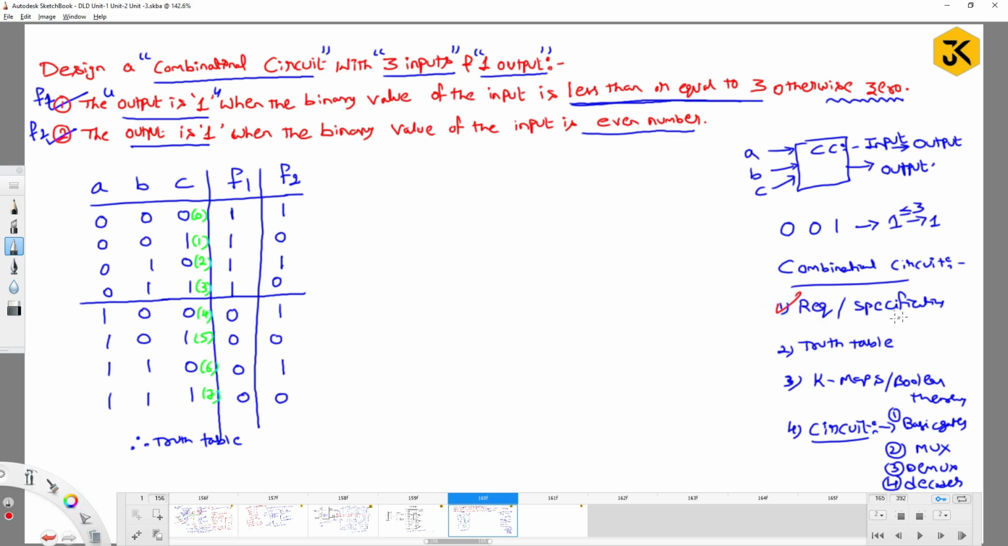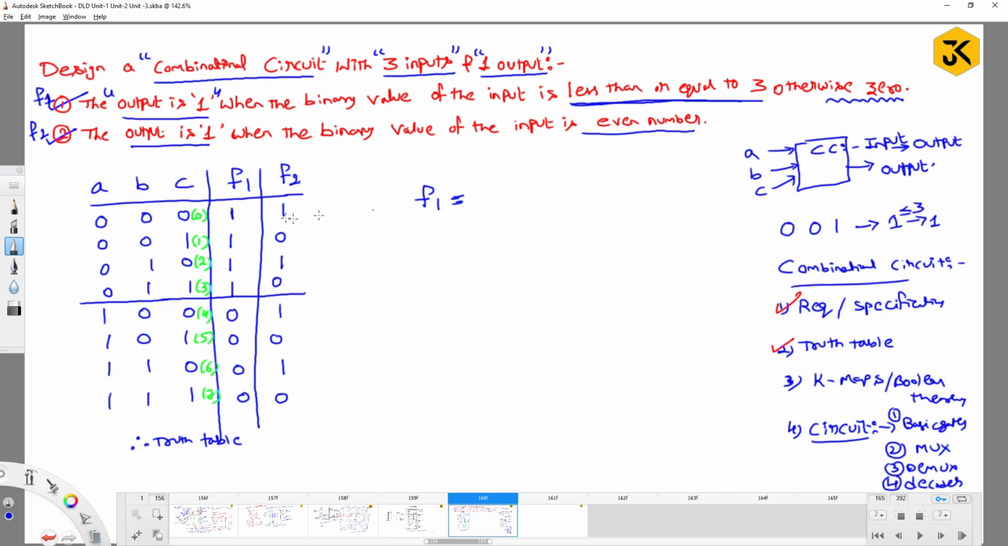So here we analyzed the requirements or specifications by understanding the way I have explained, and second, the truth table we have constructed. Next, we need to solve the respective expressions, right? For example, how are we going to solve the function f1? We can solve it through the normal procedure, using Boolean theorems, right?